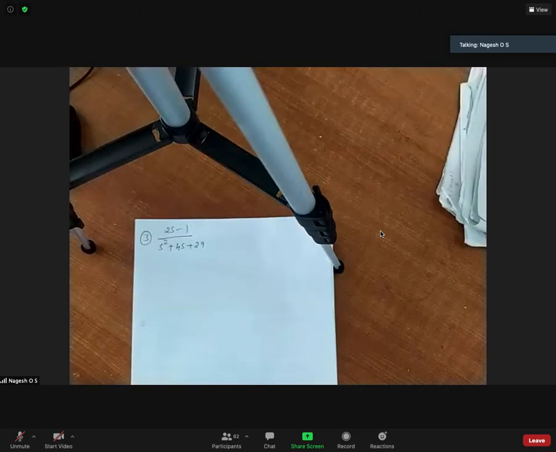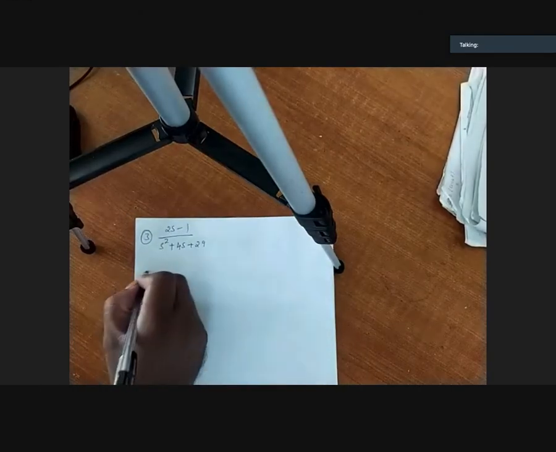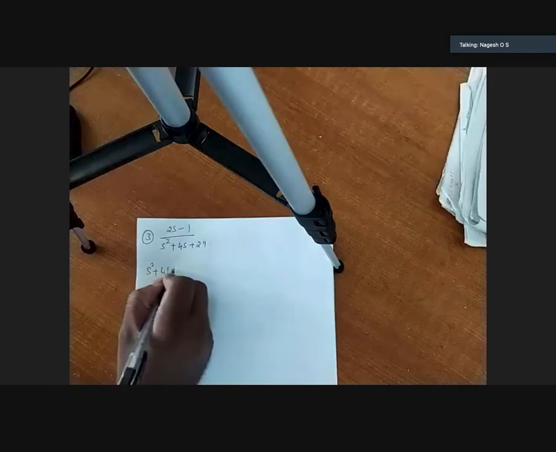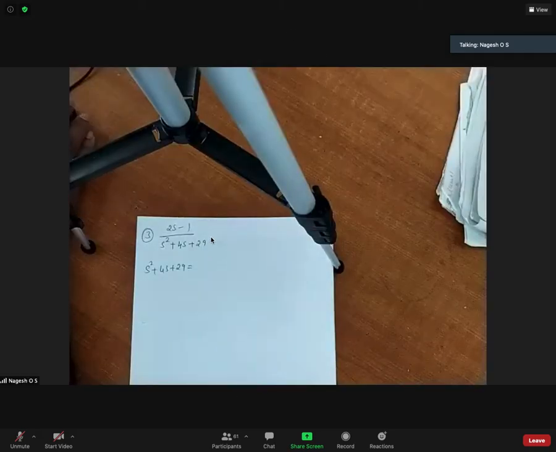First, we need to express this denominator as a whole square. For that, I will take the denominator. This is equal to 36. You have to mute yourself.